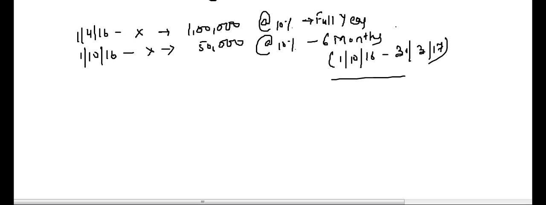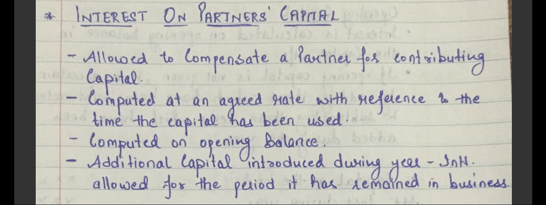Clear? Let's see the next point. It says additional capital introduced during the year, interest allowed for the period it has remained in the business.